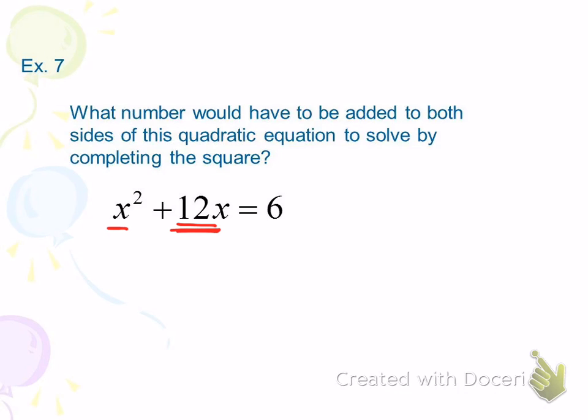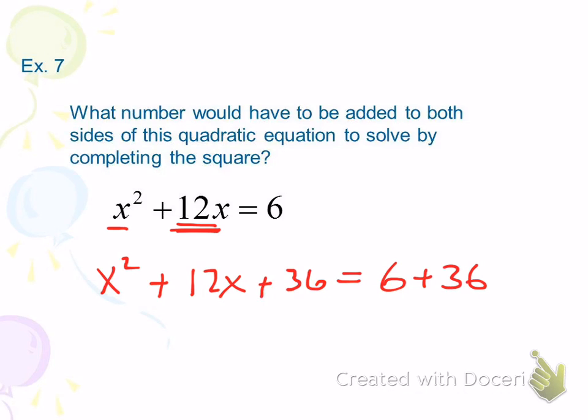Half of 12 is 6. And 6 squared is what? 36. So to keep the equation in balance, I have to add that to both sides. Right? Now what can I do on the left? X squared plus 12x plus 36 would factor as what? X plus 6 squared. X plus 6 times x plus 6.